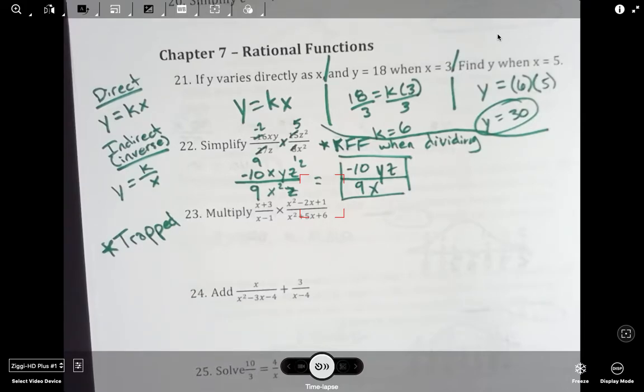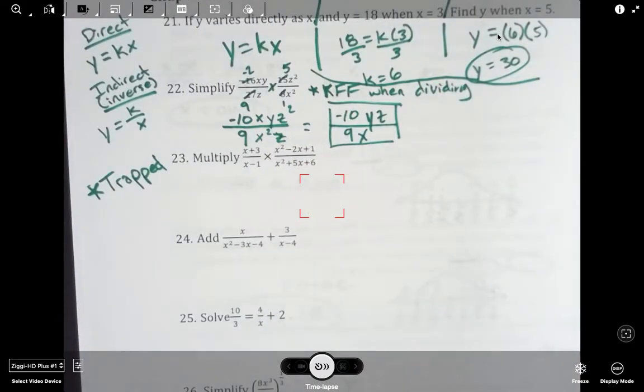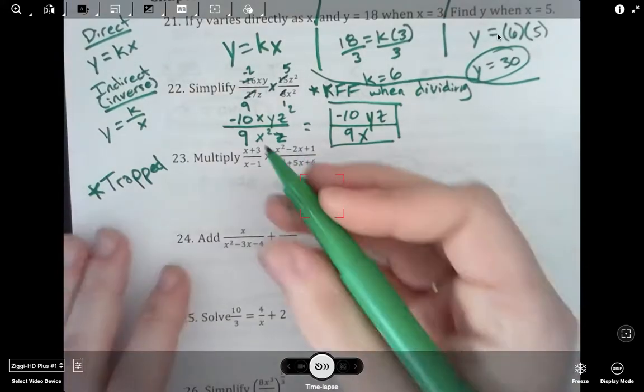Alright, do not try to do too much at once. If you need to rewrite and make a step in between, that's great. Okay? Number 23, he is trapped. Okay, what are we going to do?